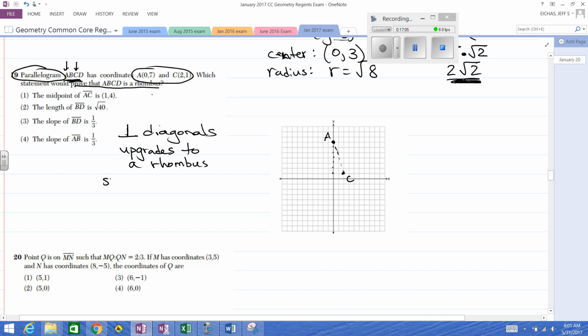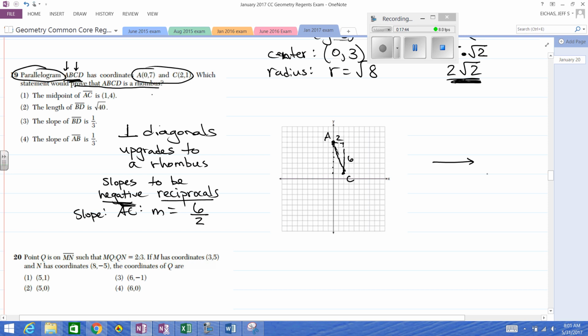So what we need is the slopes to be negative reciprocals. Make sure we're not using the wrong terminology here. I hear opposite reciprocals all the time. Make sure we say negative reciprocals. Change the sign and flip. So what I did was, right here, if you look, the slope first of AC: you've got a rise of 1, 2, 3, 4, 5, 6, and a run of 2. Rise over run, and it looks like it's moving down. If you move left to right, it's going down, so that is going to throw a negative in there. Let's take out a 2.